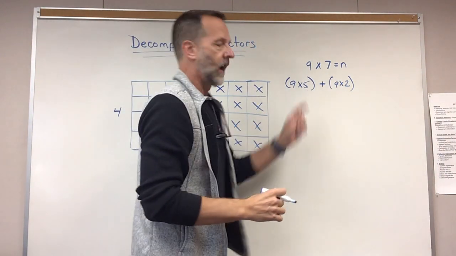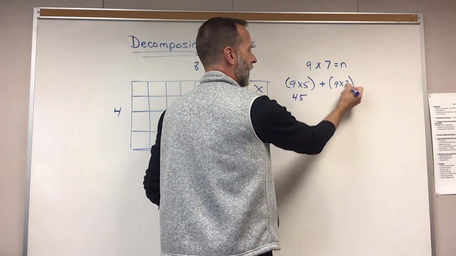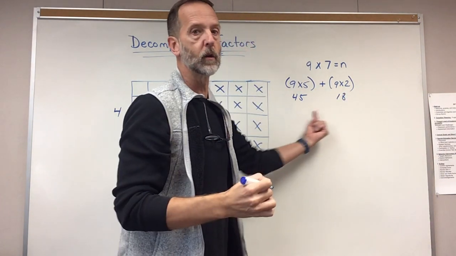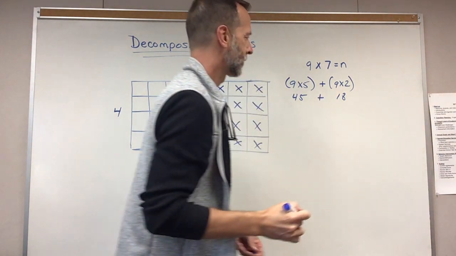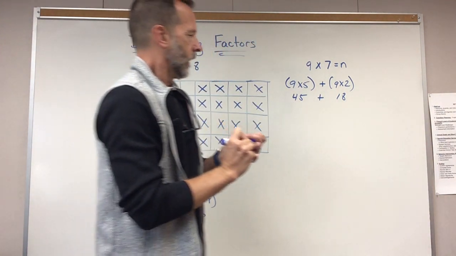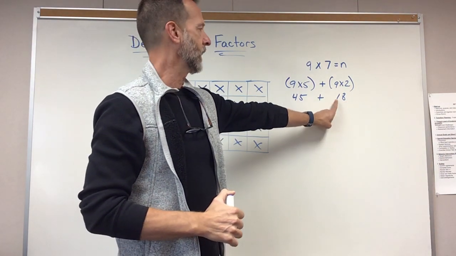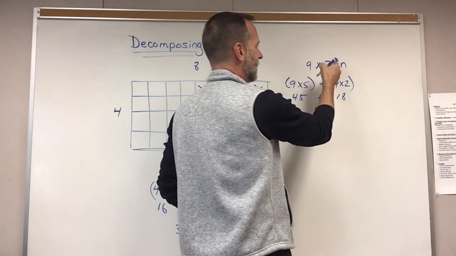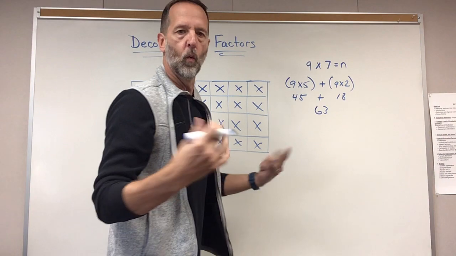9 times 5, you can count by 5s, right? That would be 45. 9 times 2, 18. And remember, what do I have to do with those two numbers? That's right, I've got to add them. If we have 45 and we count on 8 more, that takes us to 53. Add a 10, 63. And 9 times 7 is 63. All right, let me do one more.